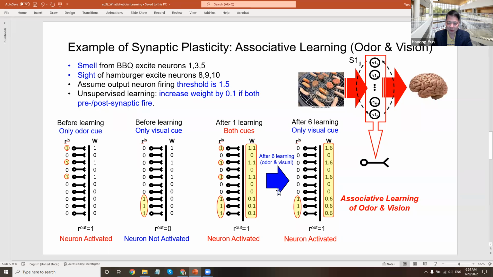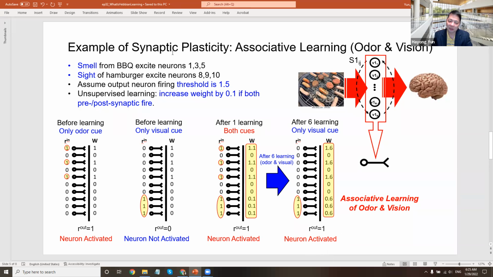So now what happens is, with both cues coming in, if we repeat it 6 times, now if only 8, 9, 10, the visual side of the stimulus, comes in, there are weights of 0.6 now, isn't it, after 6 rounds of learning. Adding them up actually will exceed the threshold and it's activated. What I'm trying to say is that the smell and the sight have been associated, isn't it?